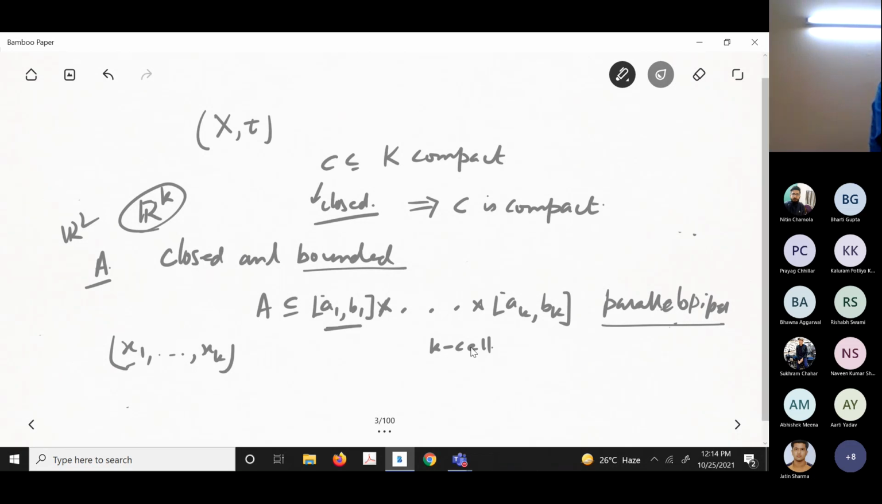So that it is called a k-cell. A is bounded if and only if you have this. Now the thing is, this is closed. This is easy to prove, because you can do it by sequences also. A sequence will converge if and only if there is coordinate-wise convergence, and the coordinate-wise limit lies in this closed set, so that limit has to be here. So it is easy to prove that this is closed.